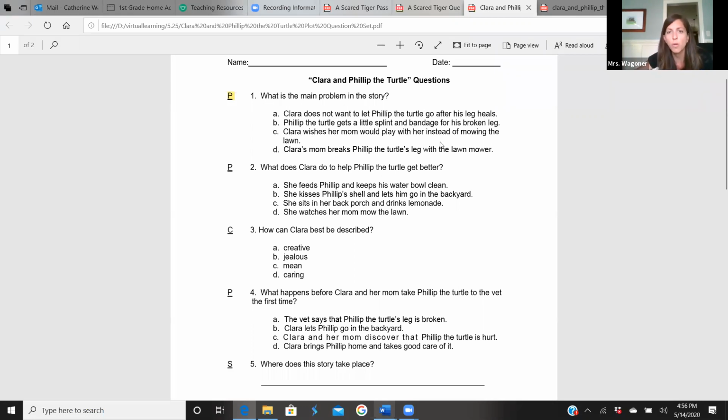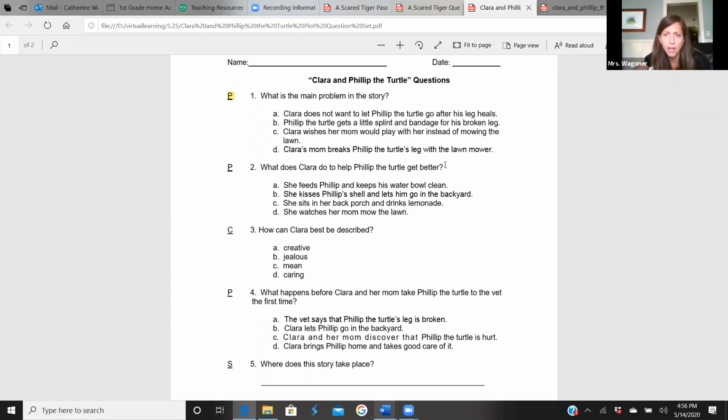What is the main problem in the story? A, Clara does not want to let Philip the turtle go after his leg heals. B, Philip the turtle gets a little splint and bandage for his broken leg. C, Clara wishes her mom would play with her instead of mowing the lawn. D, Clara's mom breaks Philip the turtle's leg with a lawnmower. So choose your answer.